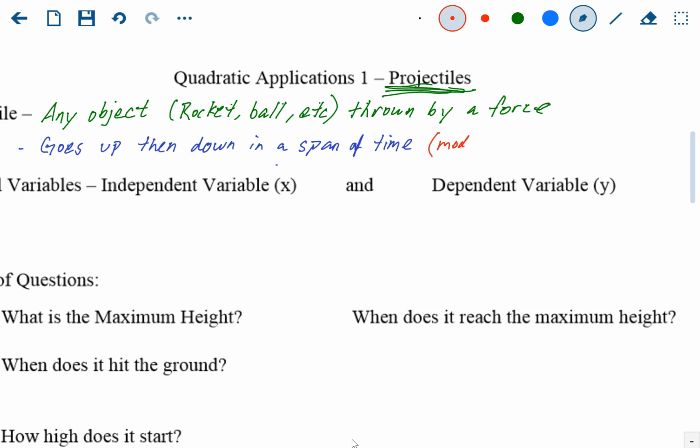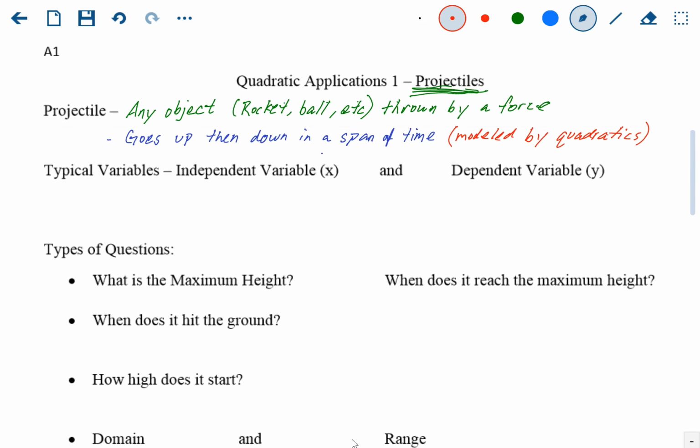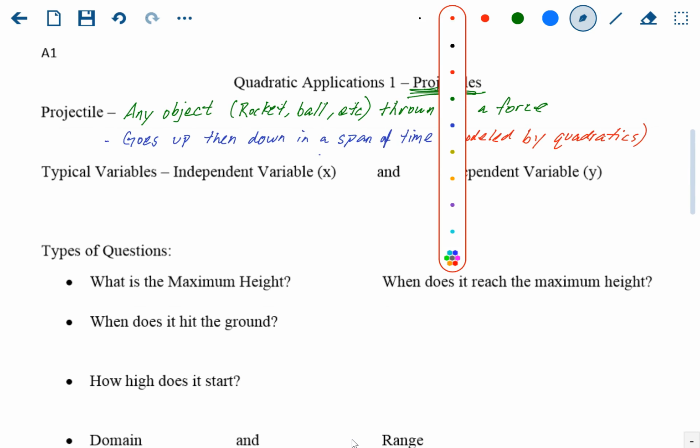And something that goes up and then comes back down is modeled by a parabola. If you think about an upside down parabola, those go up and then they come back down. So we model these with quadratic equations.